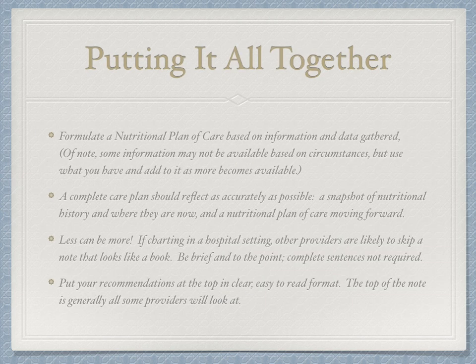So finally, putting it all together. Once you've gathered all of your information and histories and calculated your estimated needs, it's time to formulate a nutritional plan of care. And that's, of course, based on the information and data gathered. Some information may not be available based on circumstances, but use what you have and add to it as more becomes available. A complete care plan should reflect as accurately as possible a snapshot of nutritional history and where they are now, plus a nutritional plan of care moving forward.